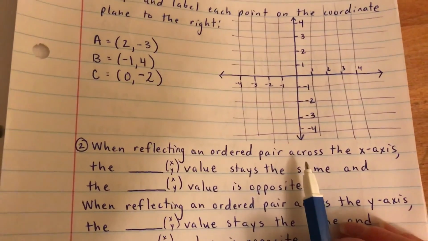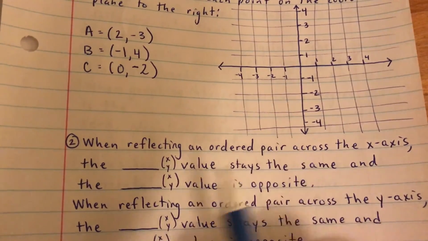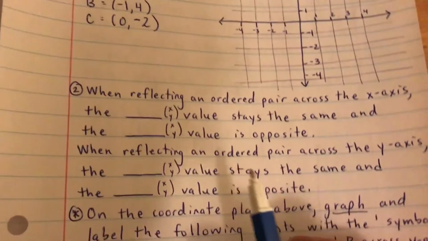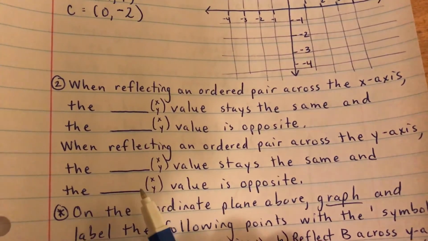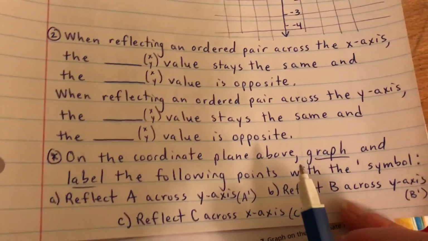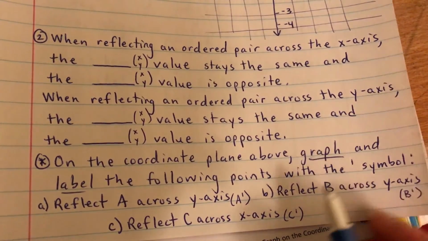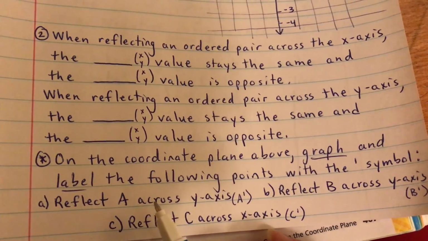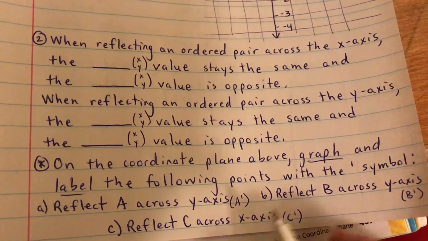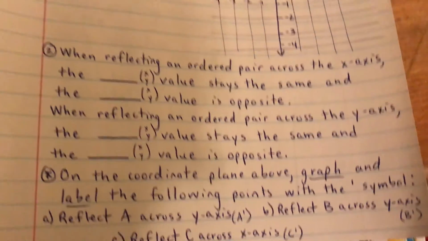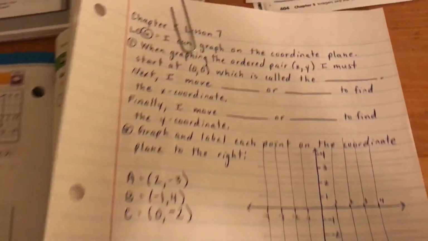And then when reflecting an ordered pair across the x-axis, the x or y value stays the same and the x or y value is opposite. When reflecting an ordered pair across the y-axis, which one stays the same and which one is opposite? On the coordinate plane above, graph and label the following points with this little apostrophe symbol. Reflect A across the y-axis, B across the y-axis, and C across the x-axis. So do that up here on this coordinate plane. And you're done.